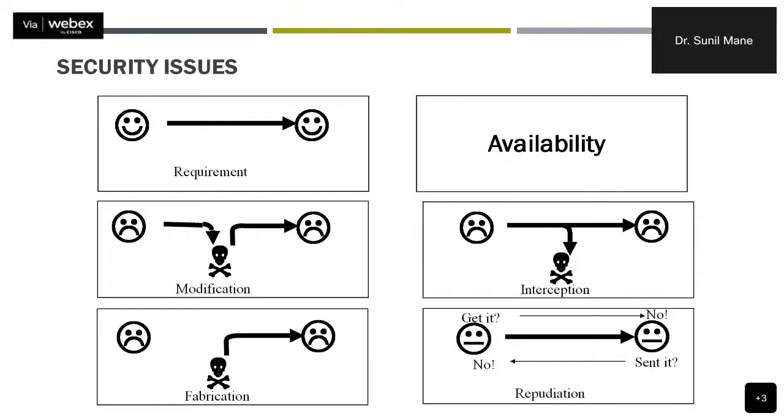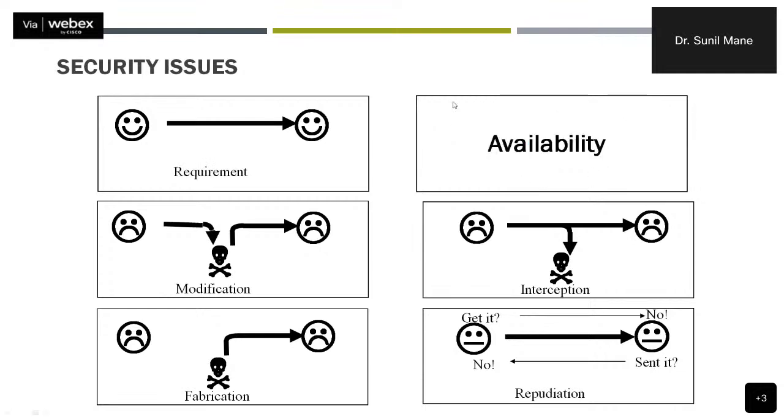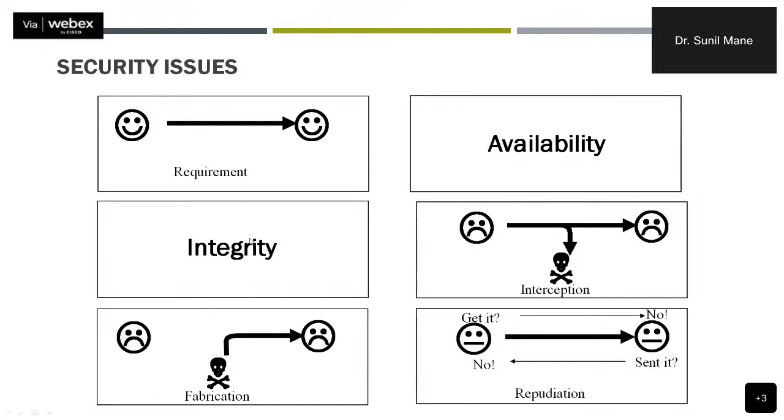So whatever the things we talked about, the interruption is basically talking about availability. So availability is the security service. Then modification is nothing but integrity. Whatever information is sent from sender to receiver has to be received as it is. It should not get modified. That is called integrity. The information has not been changed during the transmission. That has to be assured, and that is assured with the help of the integrity service.